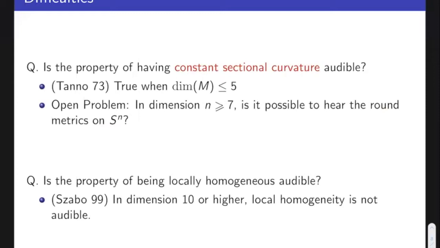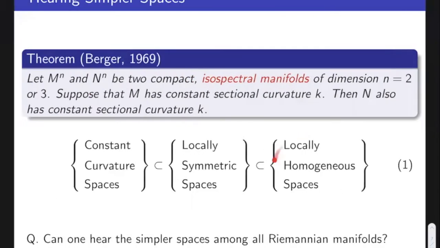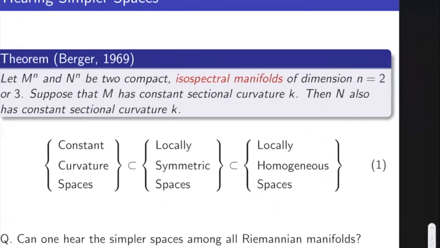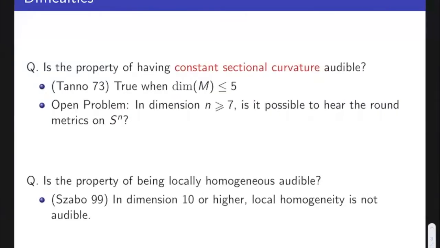On the other hand, of course, we ask whether we can hear locally homogeneous spaces. And on the negative side, we have this important result that tells us that in dimension 10 or higher, local homogeneity is not audible, which means that I can find manifolds M1 and M2, one of them is locally homogeneous, the other is not, but somehow they have the same Laplace spectrum. Any questions?